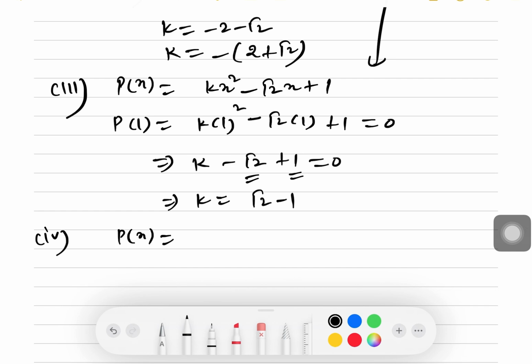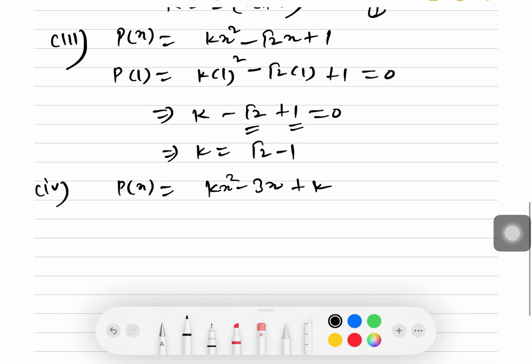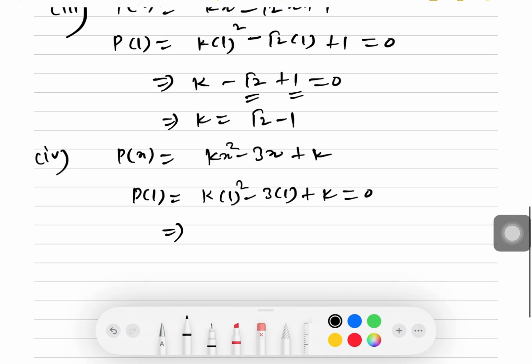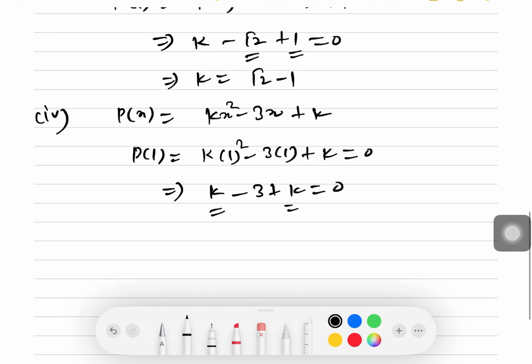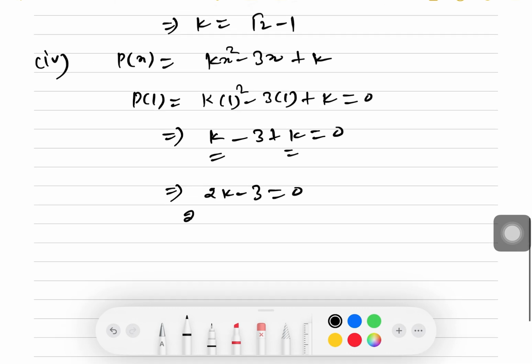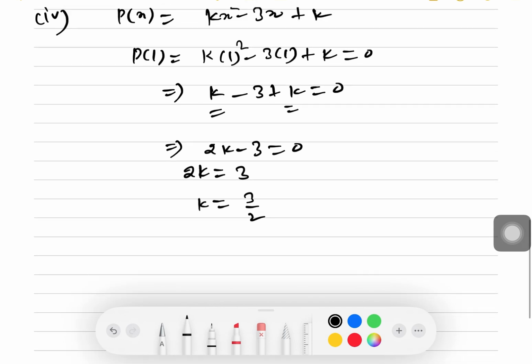Fourth part, p of x they have given kx square minus 3x plus k. Again we have to substitute 1 only. So k into 1 square minus 3 into 1 plus k equals to 0. This will give you k minus 3 plus k equals to 0. K plus k if you add, you will get 2k minus 3 as it is. So 2k equals to, this minus 3 will go there and change into positive 3. K will be 3 by 2 is our answer.